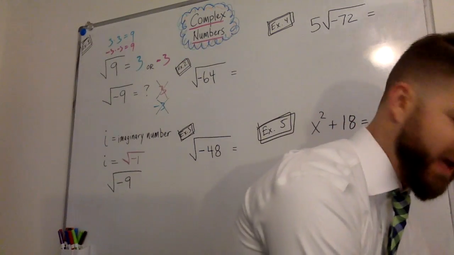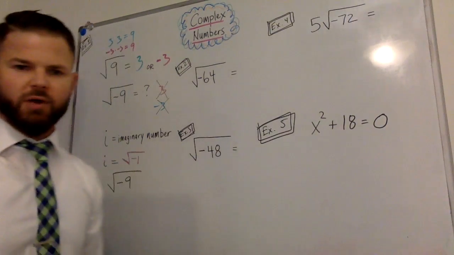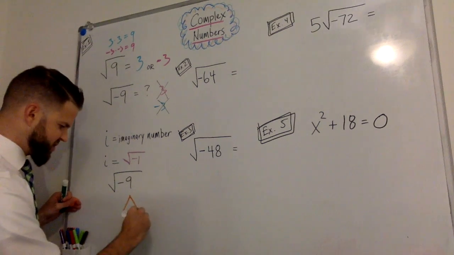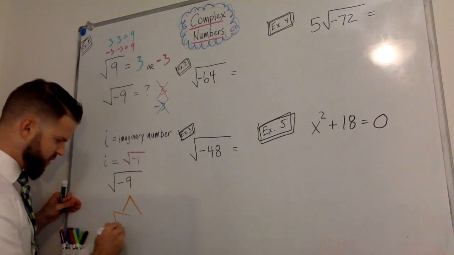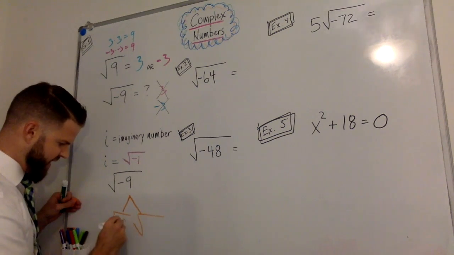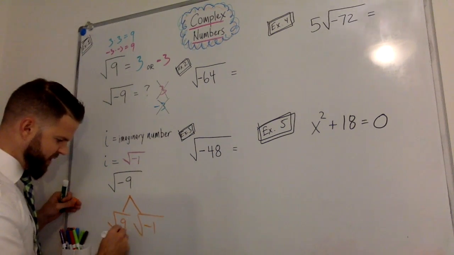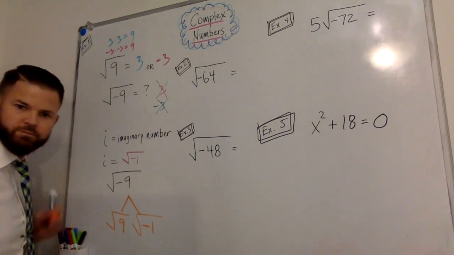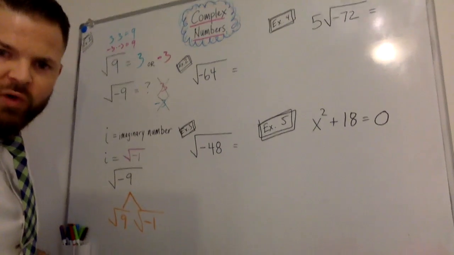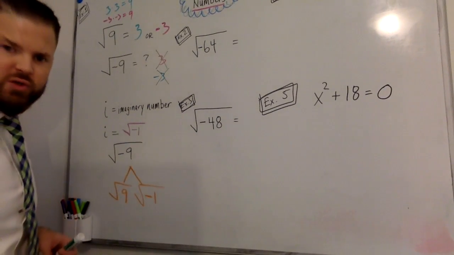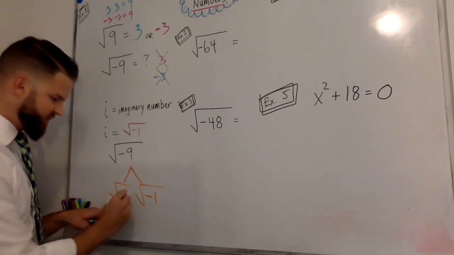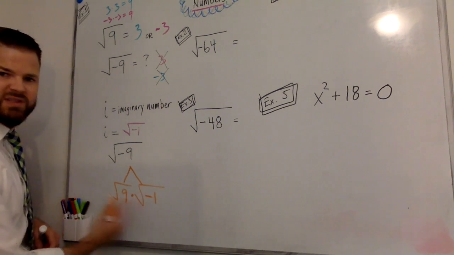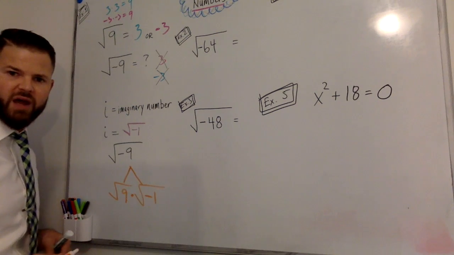Whenever you see a negative underneath the radical, I want you to think about this. I want you to build a little tree, and I want you to split up this radical. So instead of the square root of negative 9, I want you to split up these radicals by factors of negative 1. So when I ask you the square root of negative 9, immediately I want you to chop it up into the square root of positive 9 times the square root of negative 1, because this here is the same thing as the square root of negative 9.